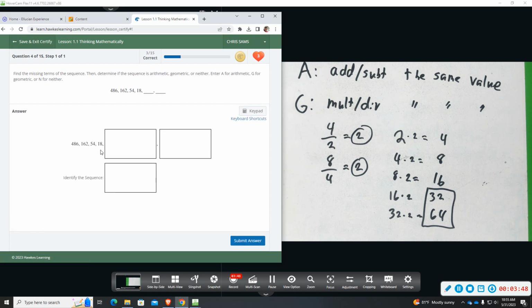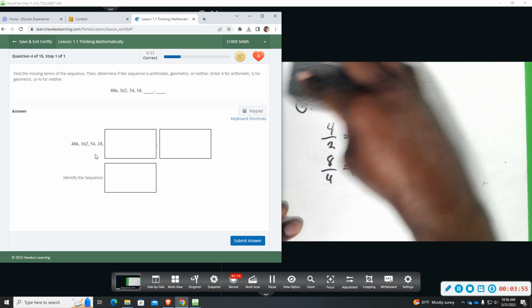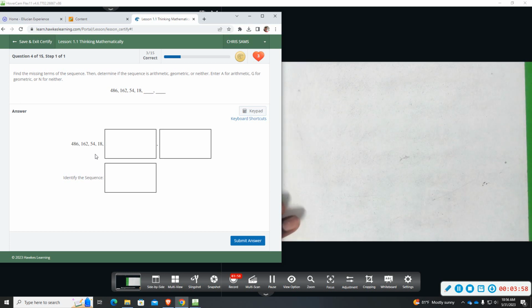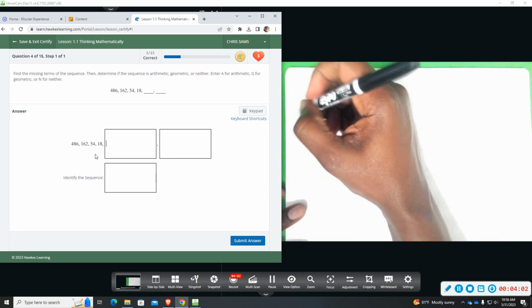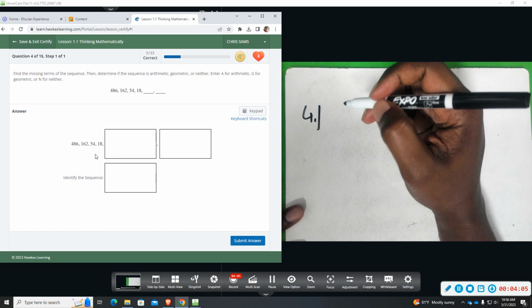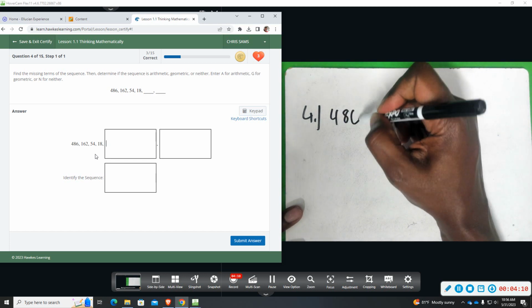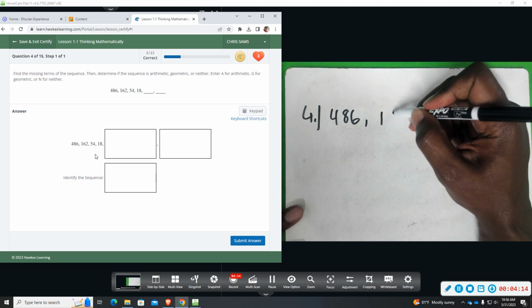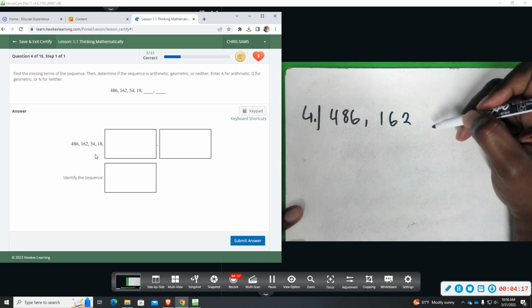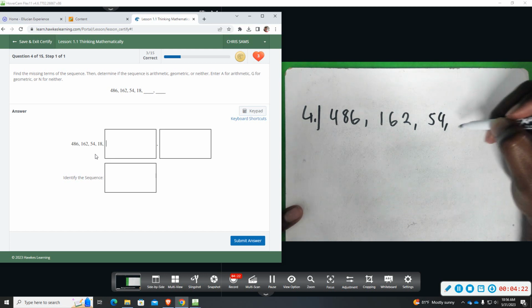All right, so now I have another sequence. This time I'm looking at these numbers and it looks like they're getting smaller. So I start with a big number and I end up with a smaller number. So I got 486. And then I got 162. 54, 18.